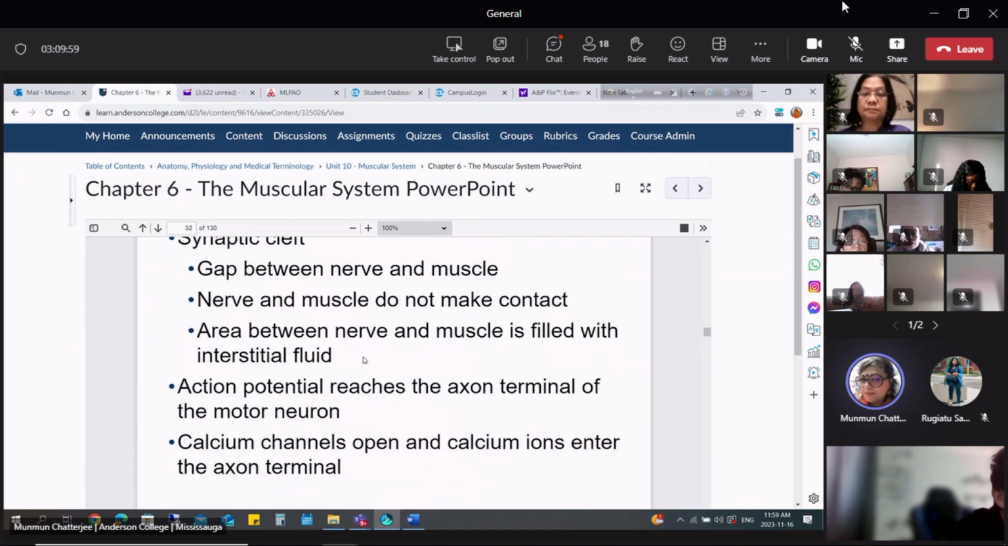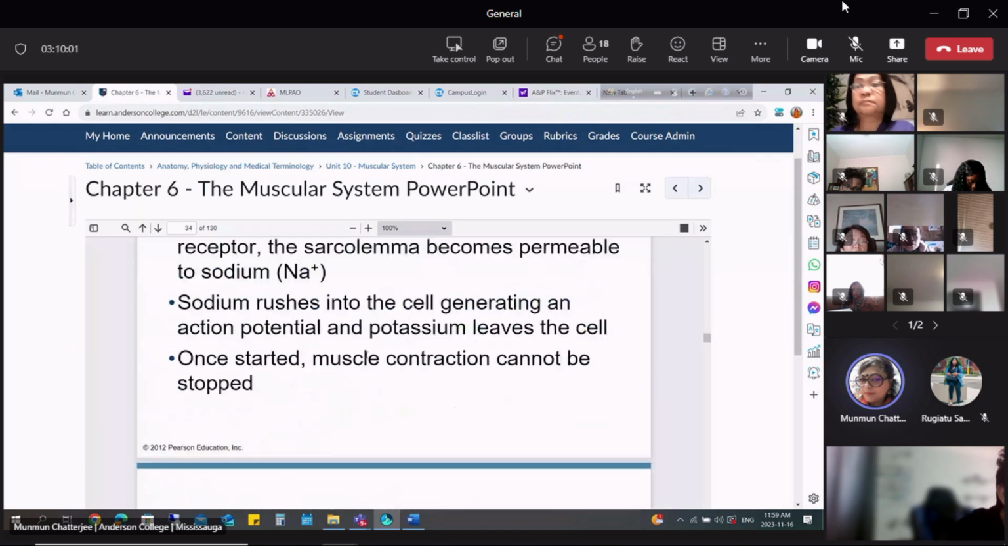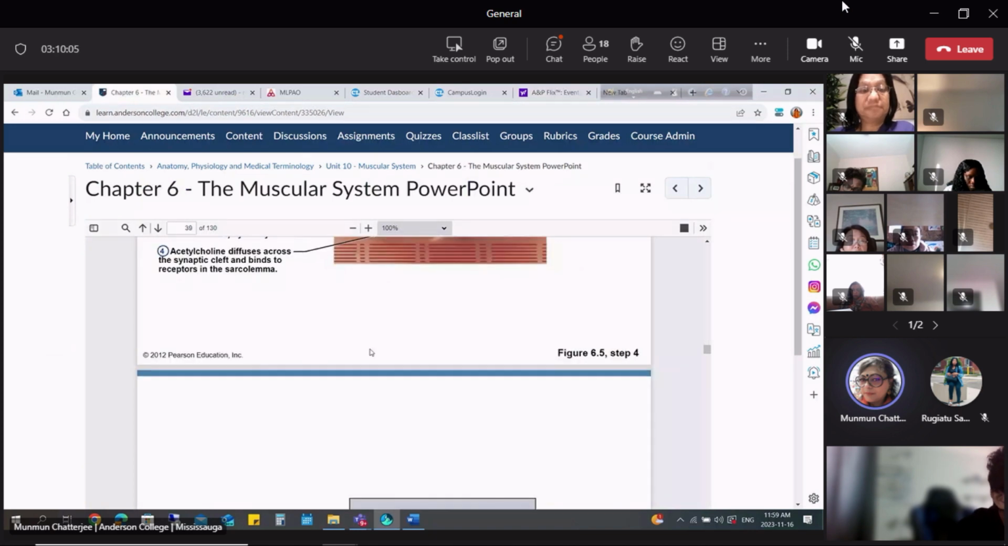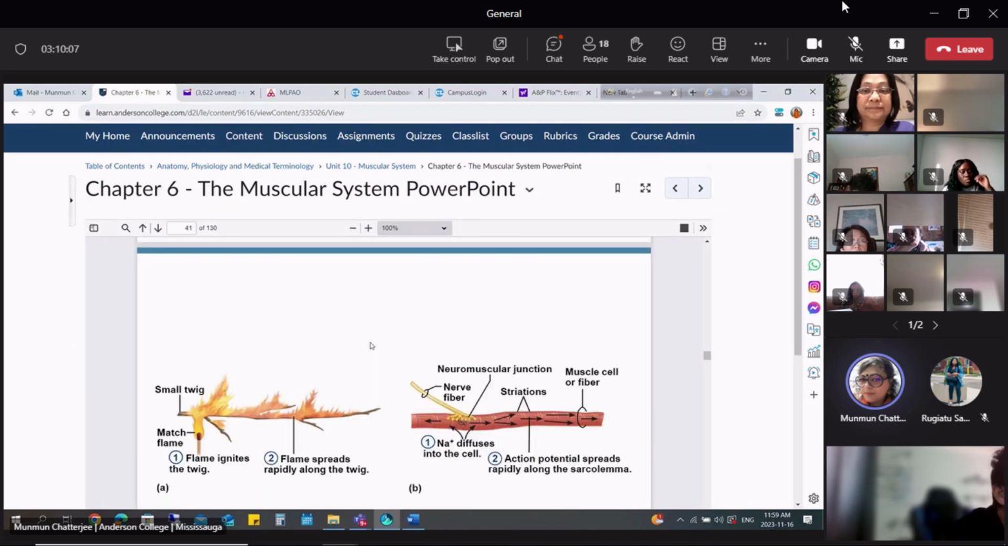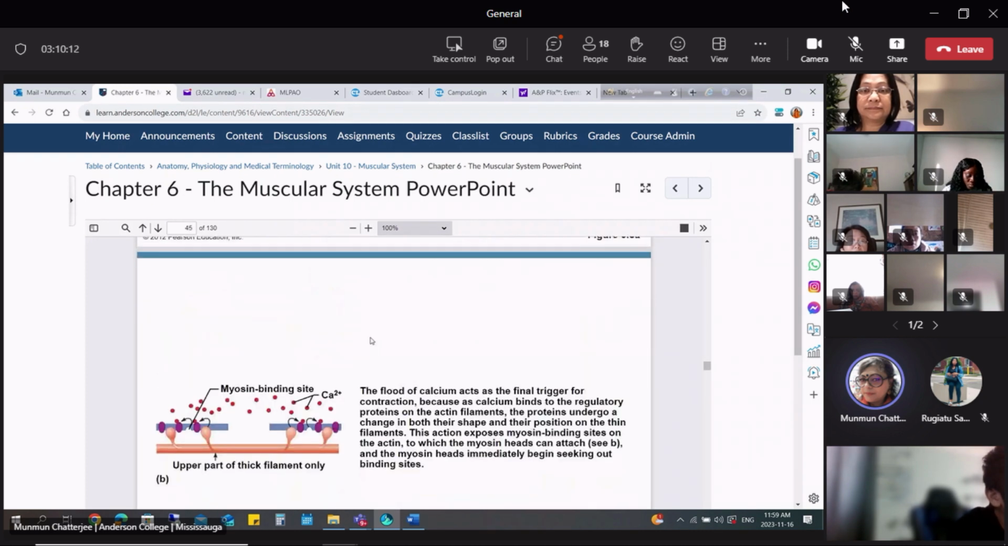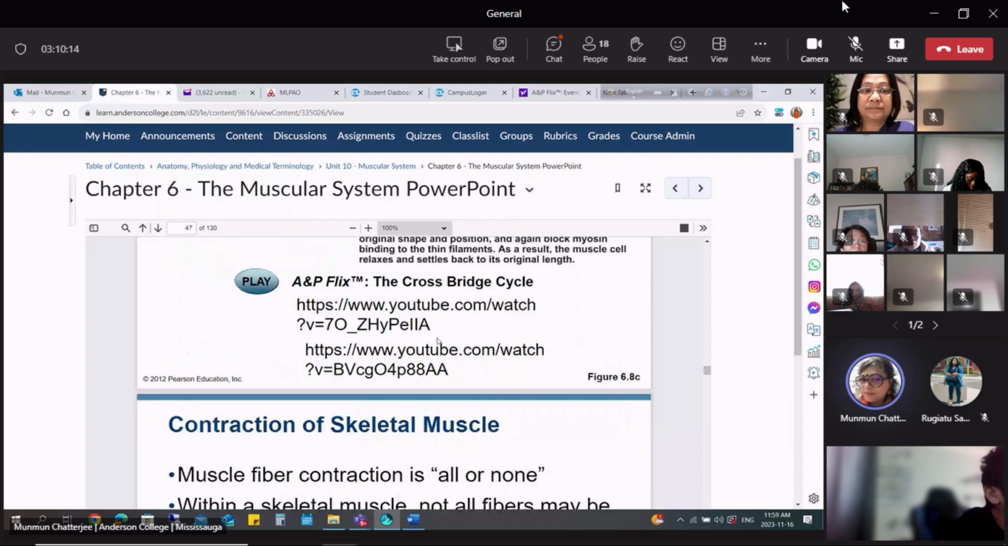Then we have another video. I saw this one. This is complicated, right? Who doesn't need to know all these things? Let me go to see another video for the muscle movement. This one, the cross bridge cycle. My God, there are two.